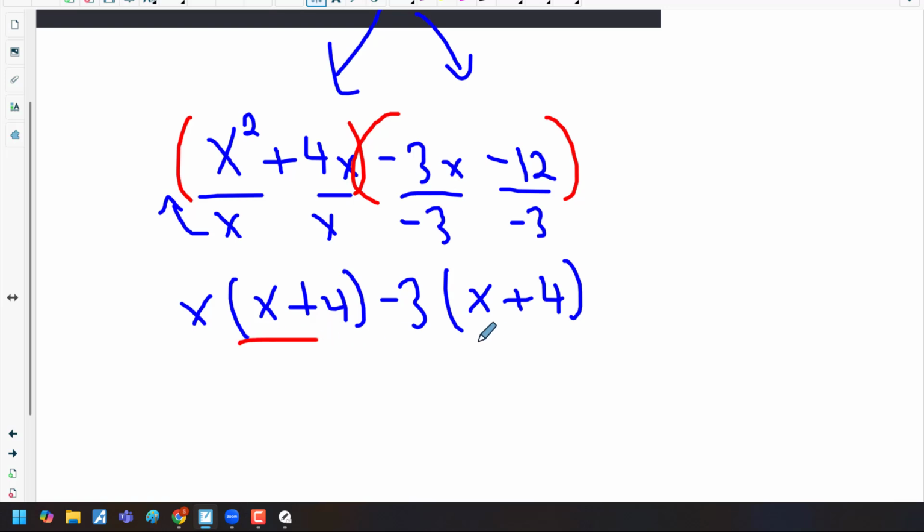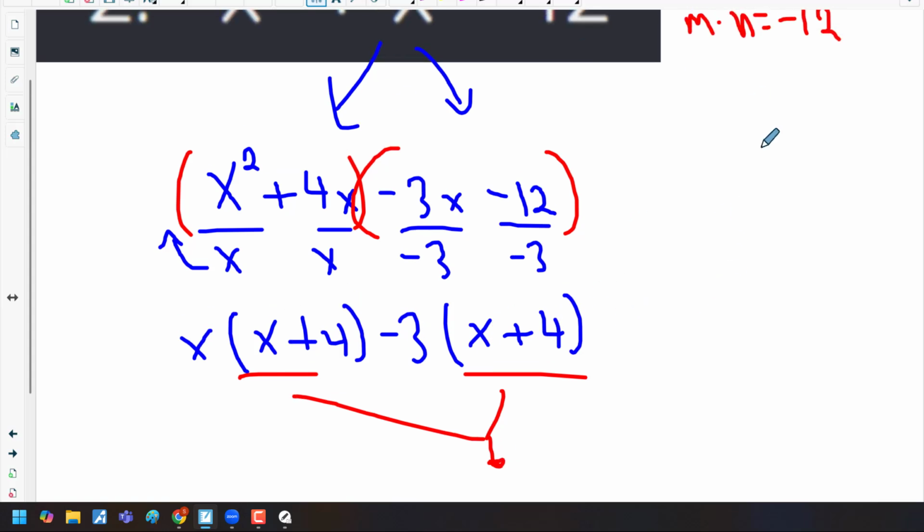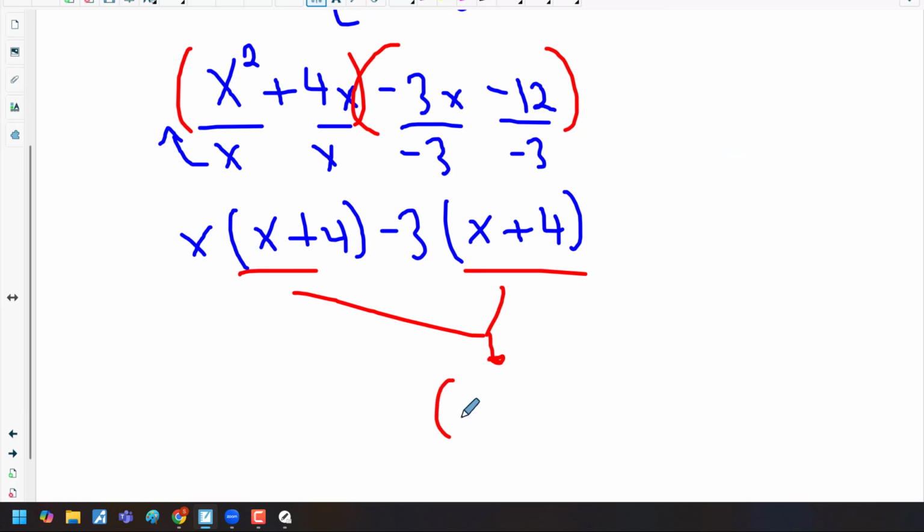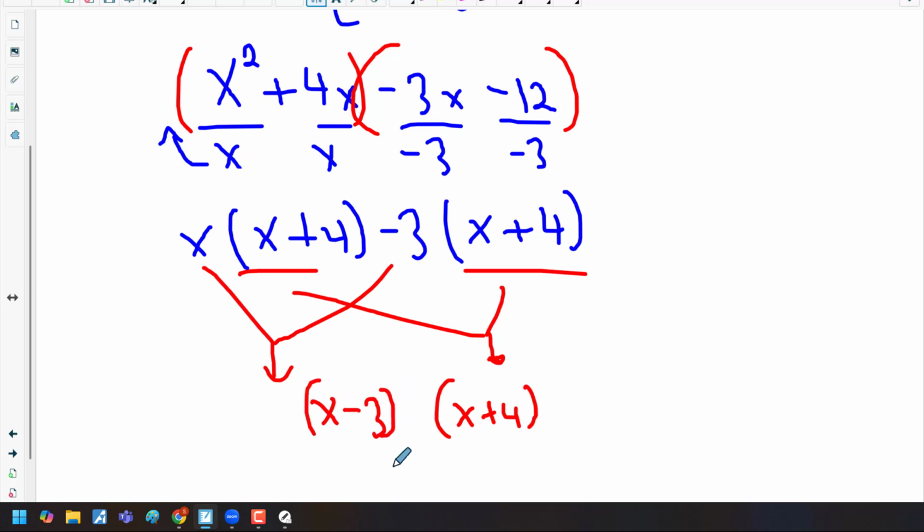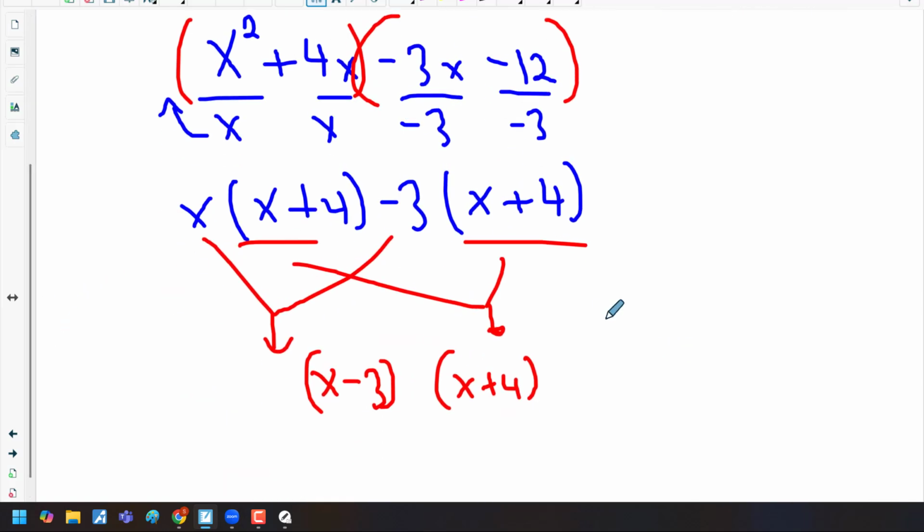And guess what? You know you're doing it right if the brackets are exactly the same. Now, if you're at this step and the brackets aren't exactly the same, you probably made a mistake somewhere in the previous steps. So I would recommend going back and fixing that if you have time. All right, and then here we have x minus 3, which is the other bracket there. That's the answer. That is how you factor a simple trinomial.